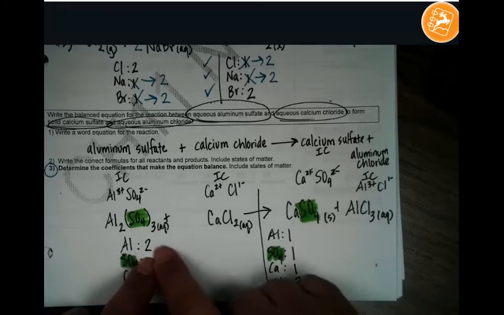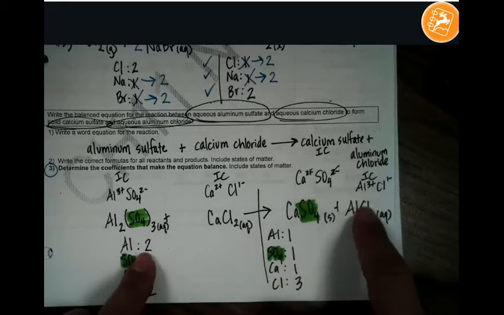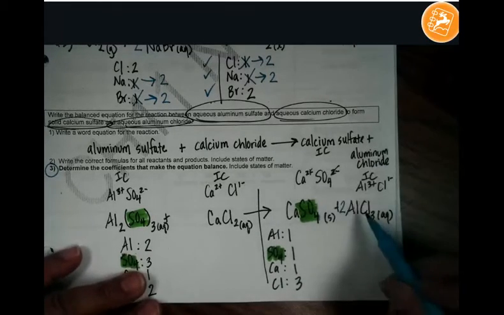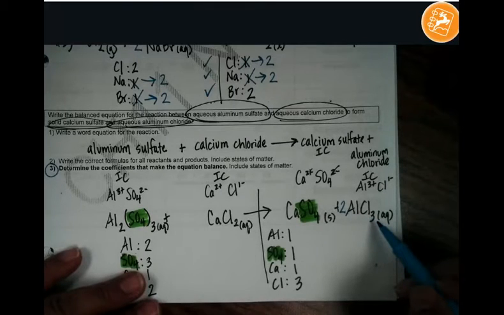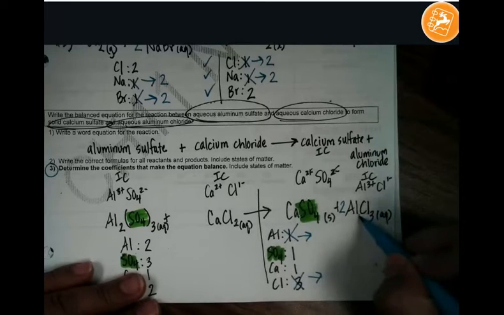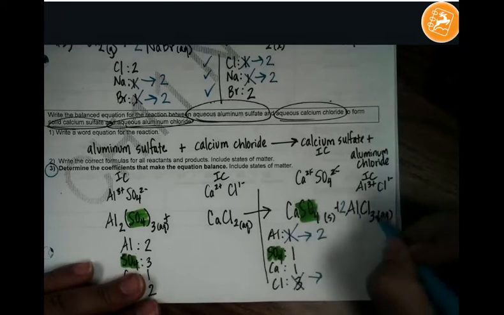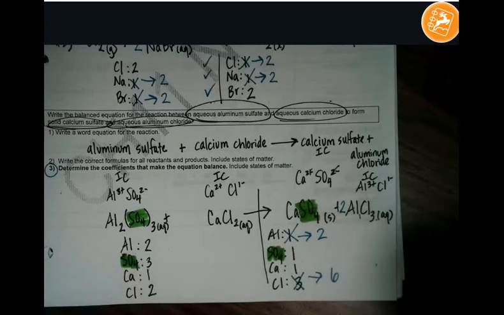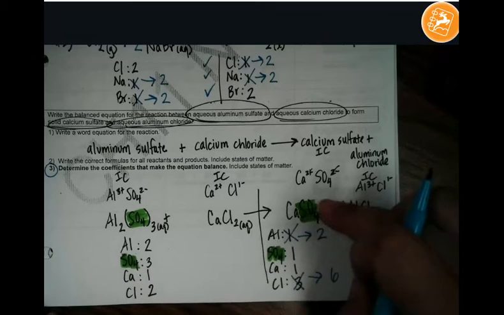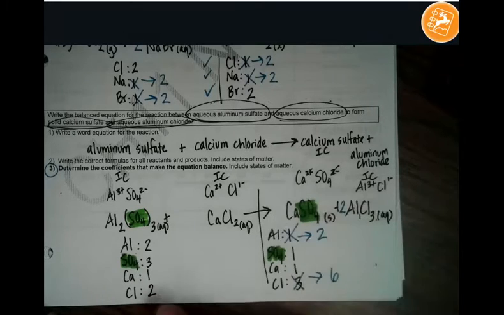So then I asked myself, how can I get a total of 2 on the right side? I can put a 2 here, but that's going to change Al and Cl3. So I cross out Al and Cl. So now how many do I have? 1 is understood here. 2 times 1 is 2. Cl, 2 times 3 is 6. So now my Als are balanced, but now my SO4 isn't, and my Cls.